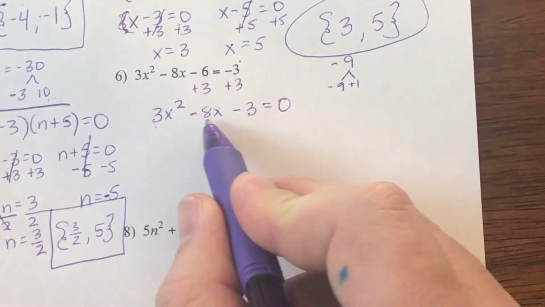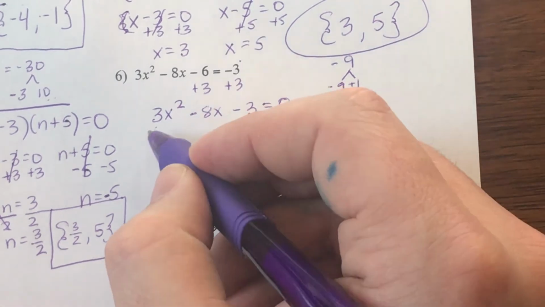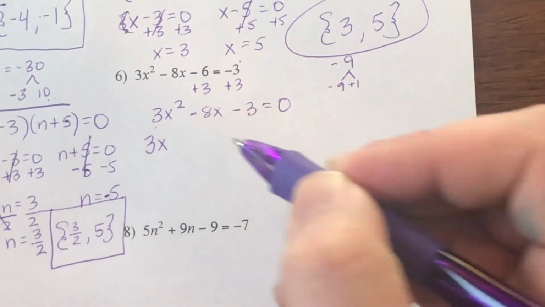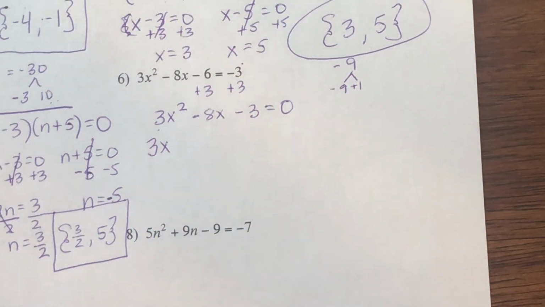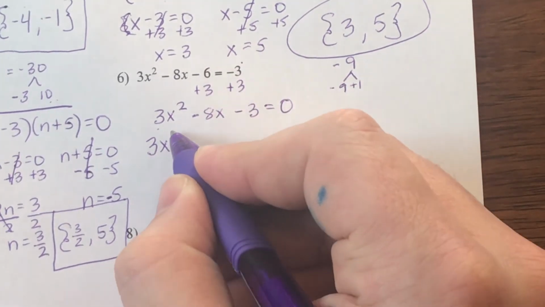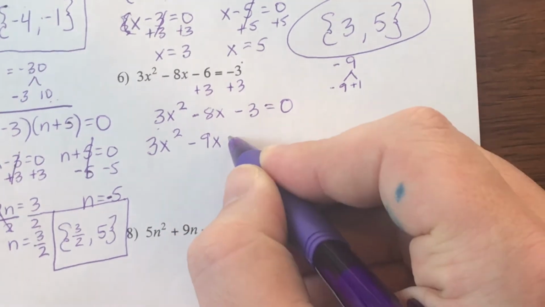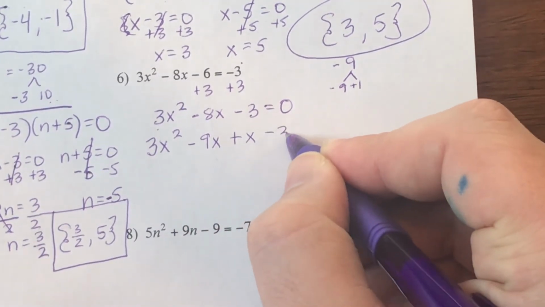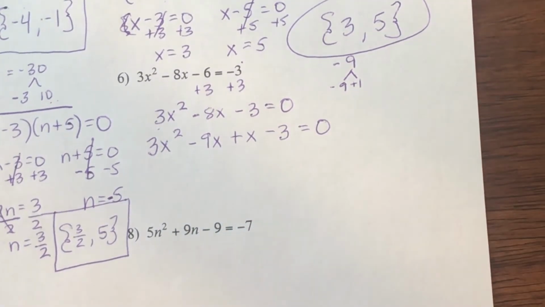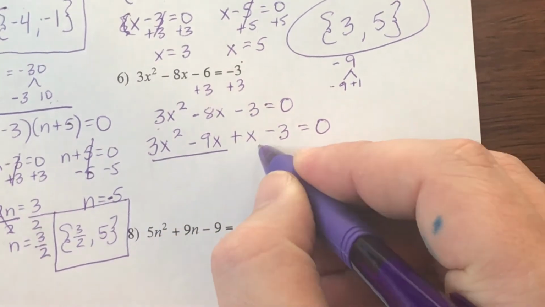So I rewrite this, and again, you know how to do this, or you should know how to. If not, you need to talk to me or get some help with that. 3x squared, and I'm going to say minus 9x plus x minus 3, and that all equals 0. So from there, we're going to factor by grouping.